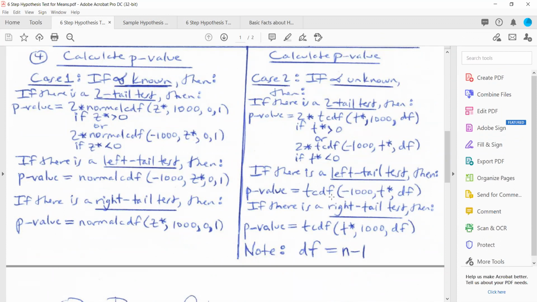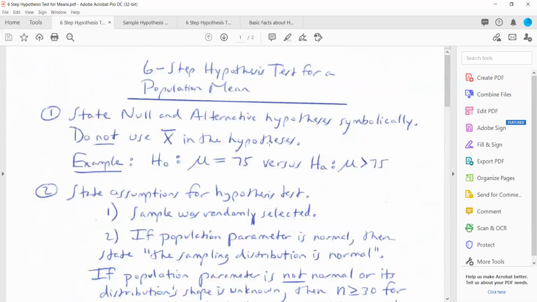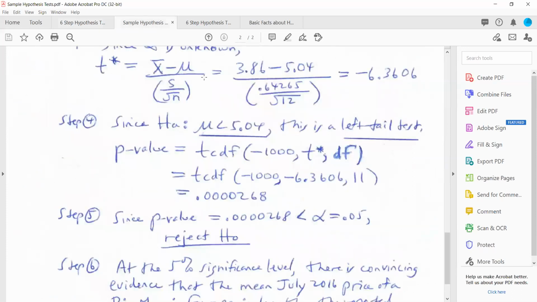TCDF on your calculator. Open up a set of parentheses. Again for left tail, I'm going to use -1,000, then T star, that's our test statistic, and then degrees of freedom after that. Let's go back. And actually, let's go ahead and do that.